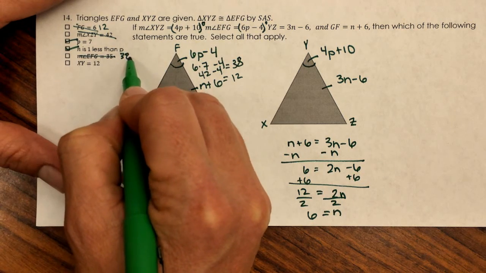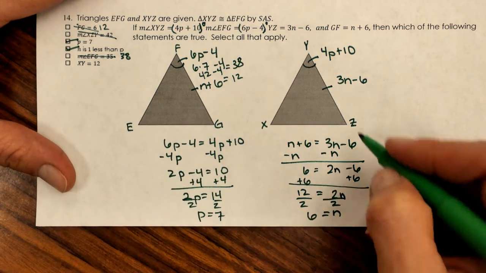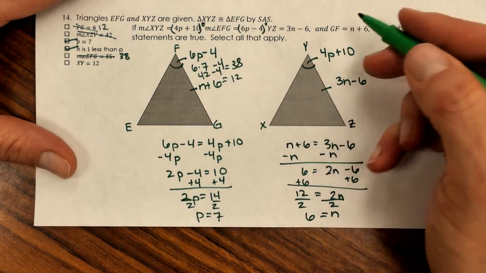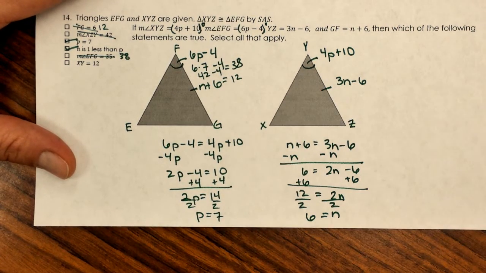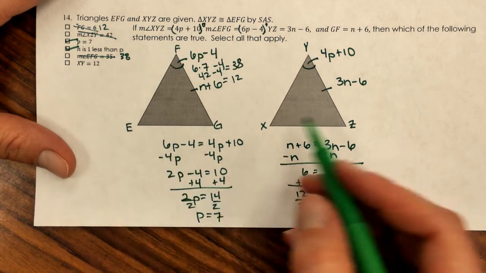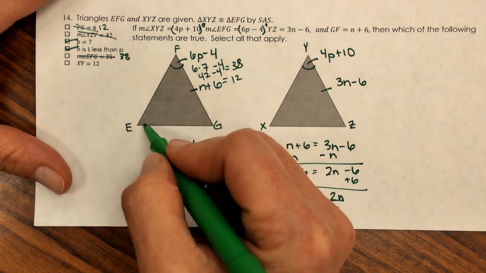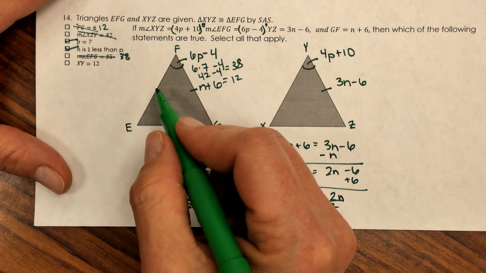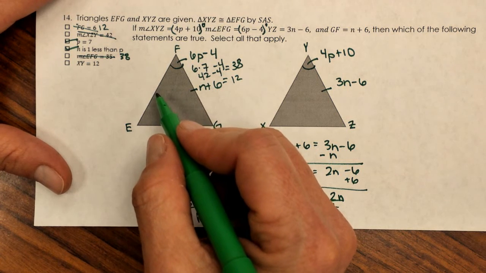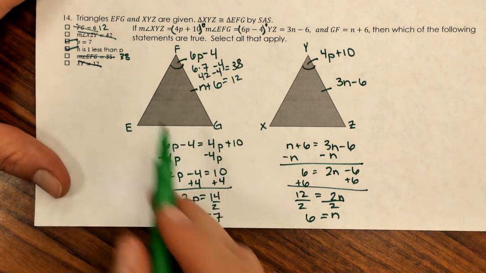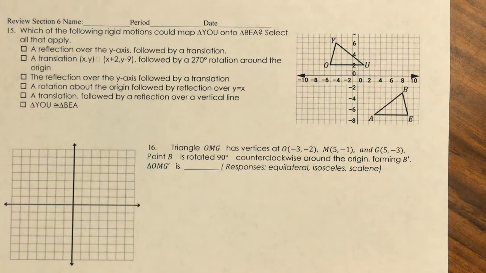It's 38. And then XY equals 12. How would we know that? No information about the sides. There's nothing that says this side is equal to this side. This does not say it's an isosceles. I can't mark this true. So just those two in the center. Okay, we are so close to being done.